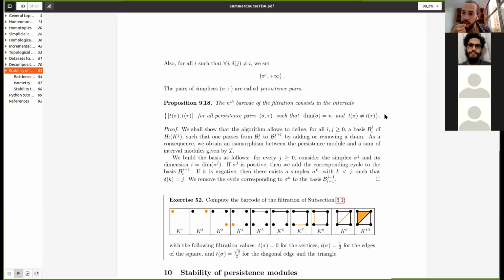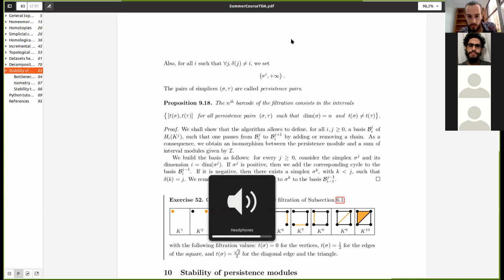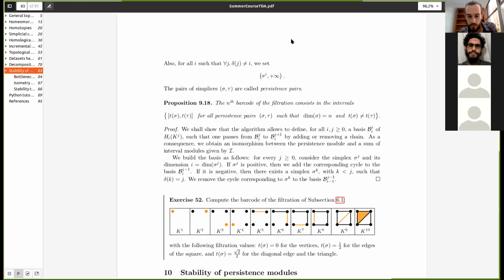Yeah, this is the case when the simplex is infinite, then I would say I will put infinite here. Okay. I tried to apply this algorithm to the last exercise, and it showed me that I would have more bars than the Python tutorial shows. I'm not sure if I'm right. Maybe I did it wrong.